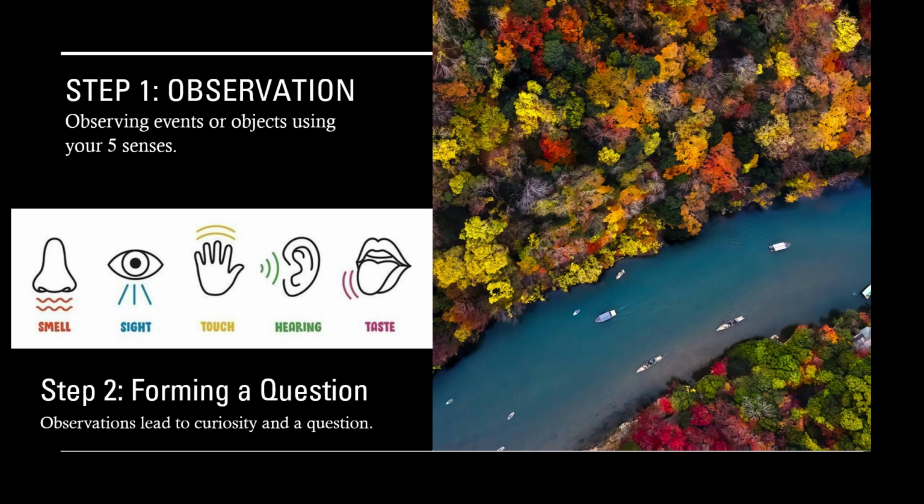Our observation step is basically just using all your senses: your smell, your sight, your touch, your hearing, your taste. If we're looking at this picture, we're seeing all these boats. We see these beautiful colored trees. Those are just sights, right? We might be hearing lots of motorboats, or maybe not. Maybe these are all man-powered somehow. We may hear the wind rustling through the trees. Hopefully we're not going to taste too much out there, but in a different scenario, you might. Once you start observing, sometimes you will start to form a question based on those observations.